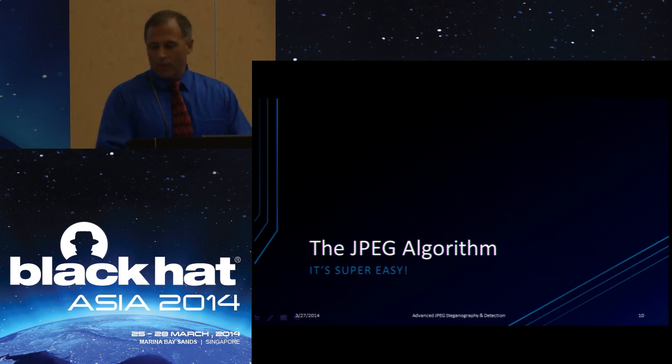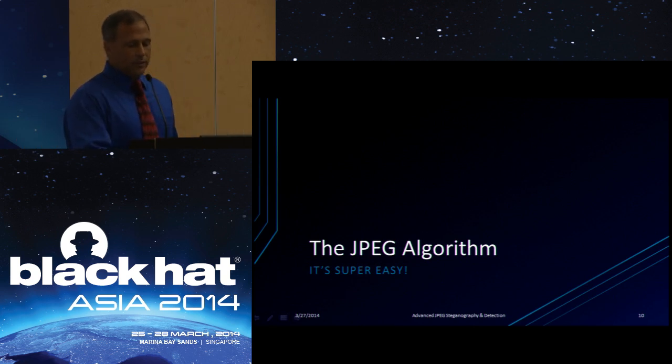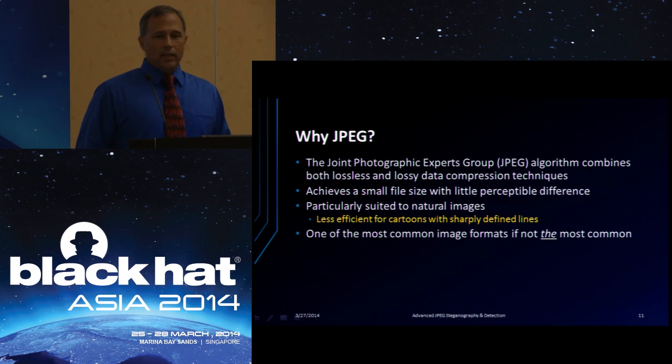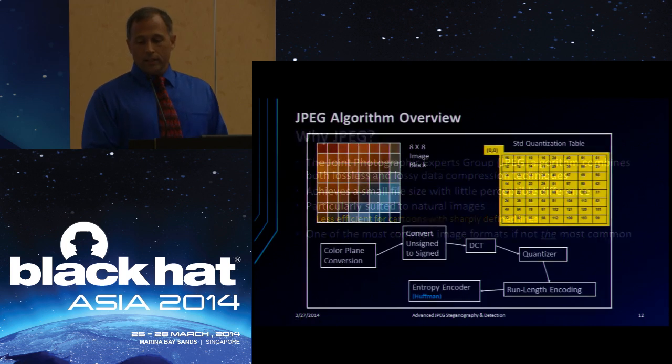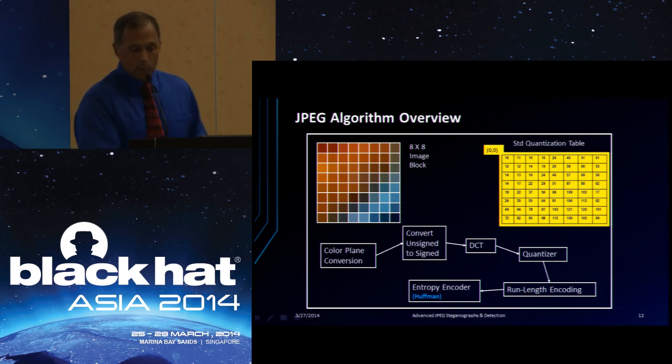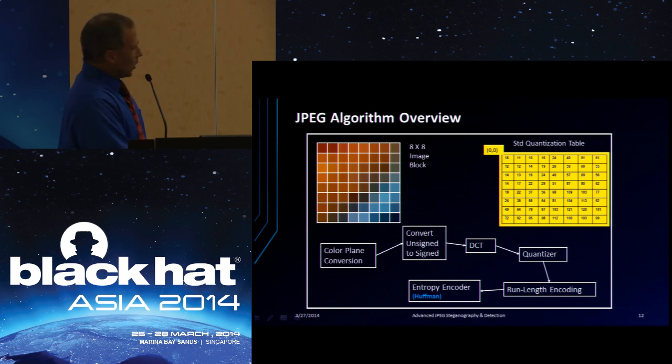See what I mean? All right, the JPEG algorithm. Super easy. JPEG was developed because there was a big need for data compression, and there still is. JPEG is probably the most ubiquitous file format on the internet. And here's the algorithm. Doesn't it look easy? So we have a color plane conversion. We convert from unsigned to signed. We do this thing called the discrete cosine transform. We quantize it, run length encode it, and entropy code it. So basically we apply some lossy compression and then we apply some lossless compression.